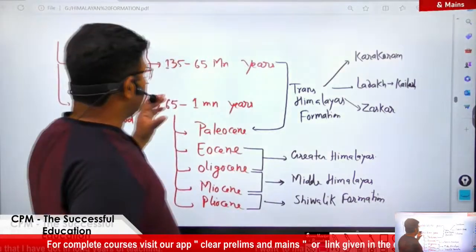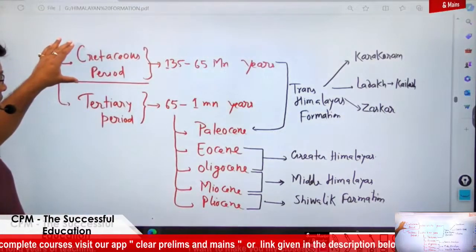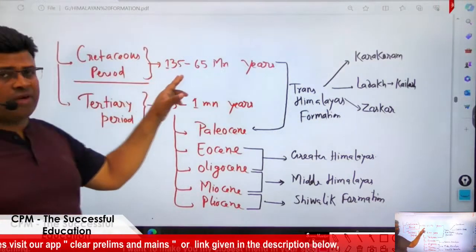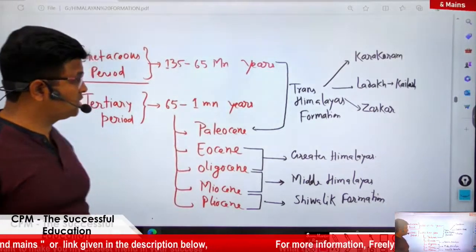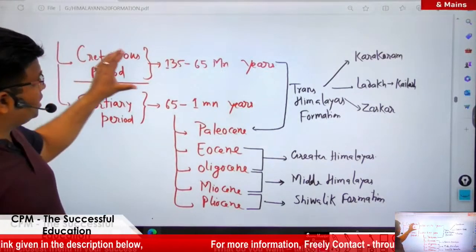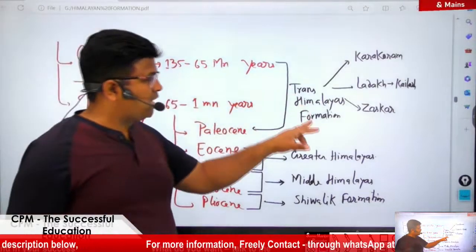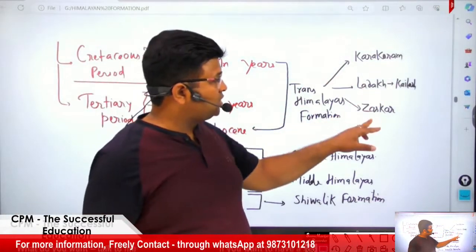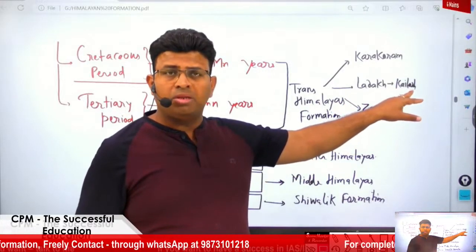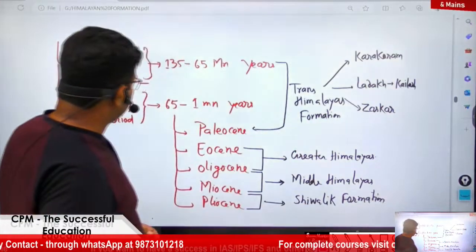One time is known as the Cretaceous period, from 135 to around 65 million years ago. During that period the Trans-Himalaya was formed. You know that it includes the Karakoram, Ladakh and Zaskar, and the continuation of Ladakh in Tibet is known as the Kailash Range. So it has been formed.